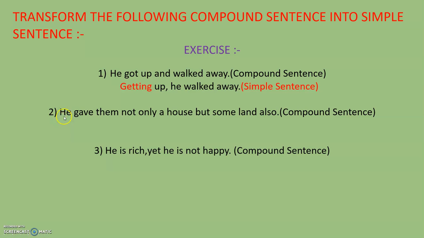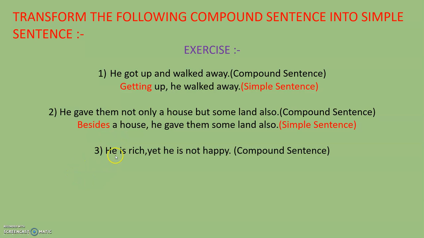Then look at the next. So you put here what? Getting up, you have put "-ing," you have put the participle, isn't it? Then, he gave them not only a house, but some land also. It's a compound sentence. There's a "but" here, you can see that coordinating conjunction. So how do we put this as simple? Besides a house, he gave them some land also. Now "besides" here becomes what? A preposition. So you're using that rule of preposition and making it a simple sentence.